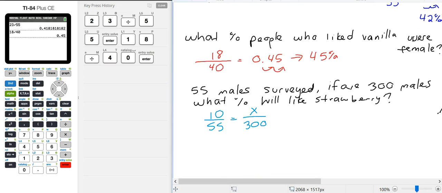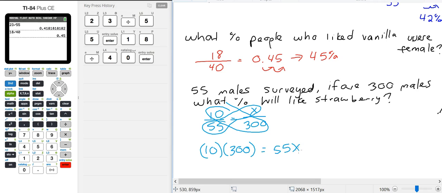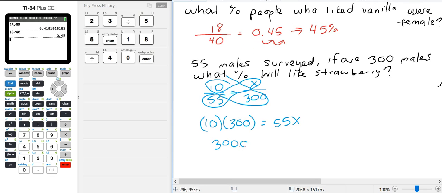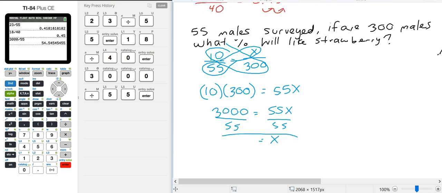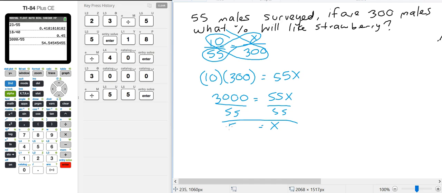Then we're going to solve this proportion by cross multiplying. 10 times 300 is equal to 55 times x. 10 times 300 is 3,000, which is equal to 55x. Divide by 55 on both sides. X is equal to 3,000 divided by 55. That is 54.5, let's round it off to 55. So if 10 males out of the 55 males that were surveyed liked strawberry best, then 55 males out of the 300 males in the school will like strawberry best.